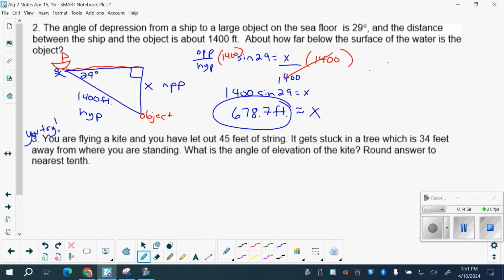So 35 feet, 40. No, because this is the kite string that got caught in the tree. This I know is 34. Okay. And what you, yep, this perfect. Is the longest possible. Yep, good. Everything looks good.